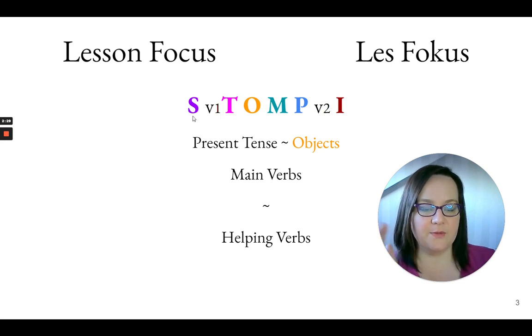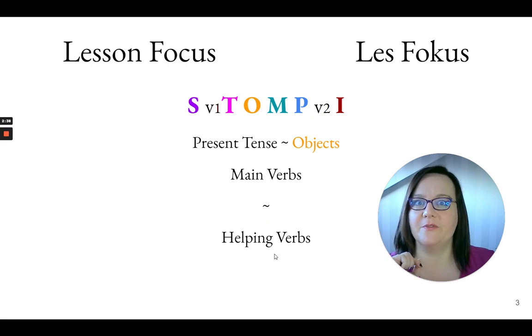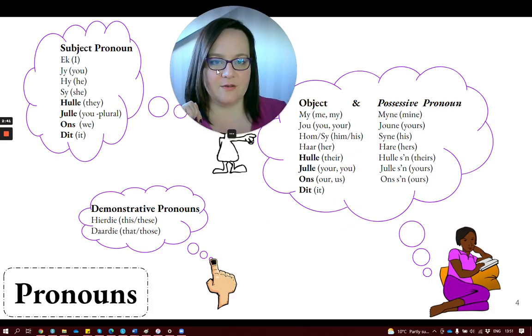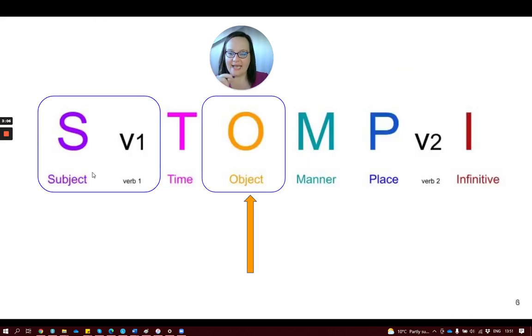Okay, so just to tell you, we're doing STOMPI again, looking at objects, specifically the main verbs, and in the next lesson we'll be expanding STOMPI again, but with helping verbs. Just a reminder of all the pronouns that we've done. We're focusing on the subject pronouns, but as you know, when we look at STOMPI, you can actually have a few words as the tall woman, die lang vrou. So you don't just need hy or sy. You can actually have a few words in there.